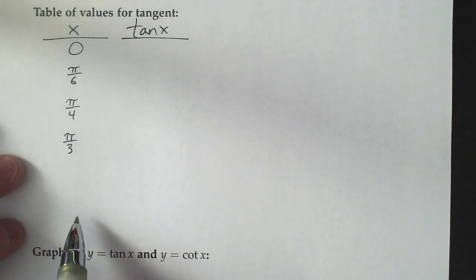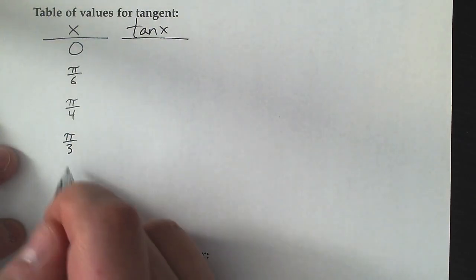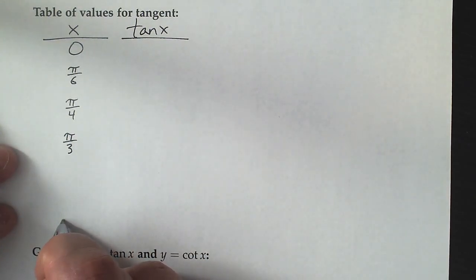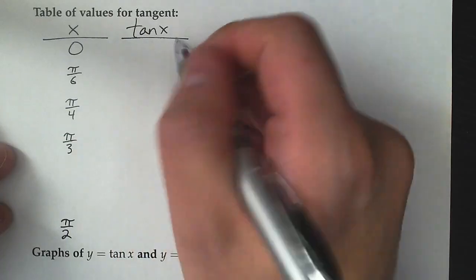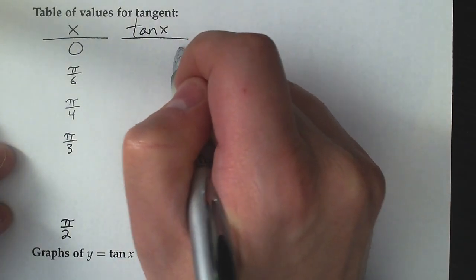Another one that we've seen is pi over 2. I'm going to leave a gap here. There's a reason for that. I want to fill something in there afterwards. So this is my table of x values, and we could find each one of these with a little scratch work.